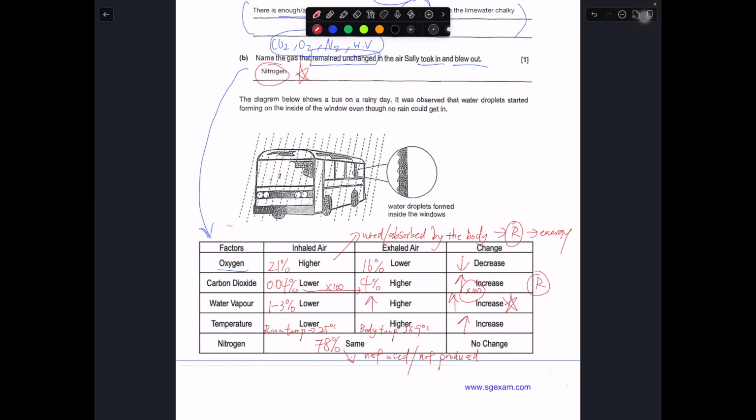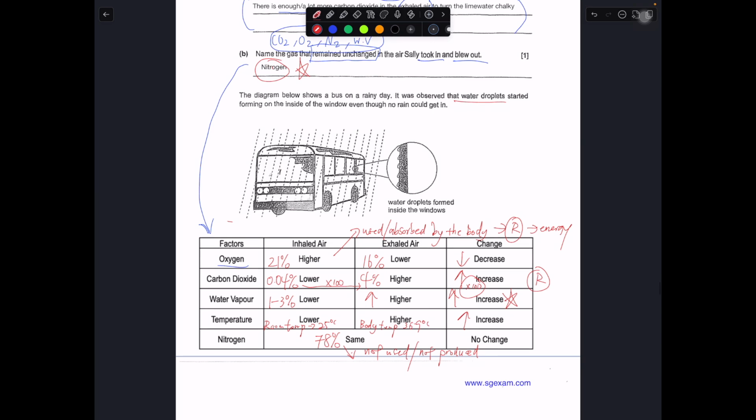Okay, so the diagram below shows a bus on a rainy day. It's observed that water droplets started to form on the inside of the window, even though no rain can get in. So how do these water droplets form? Water droplets forming on a surface is most likely condensation. Condensation is from what process? Gas to liquid. So the gas is water vapor, and the liquid is water droplets.